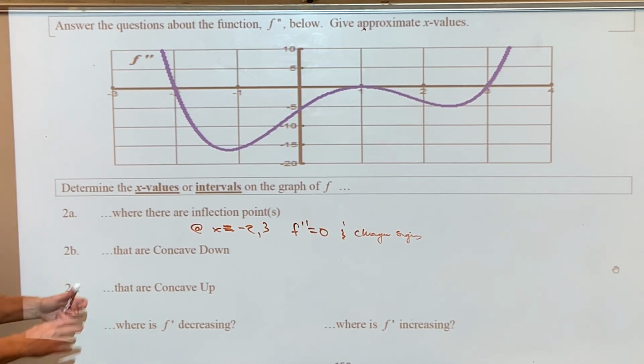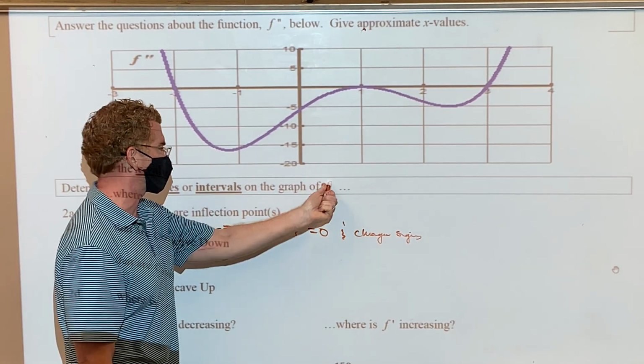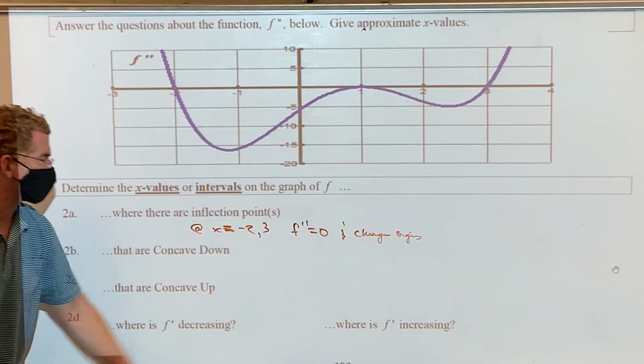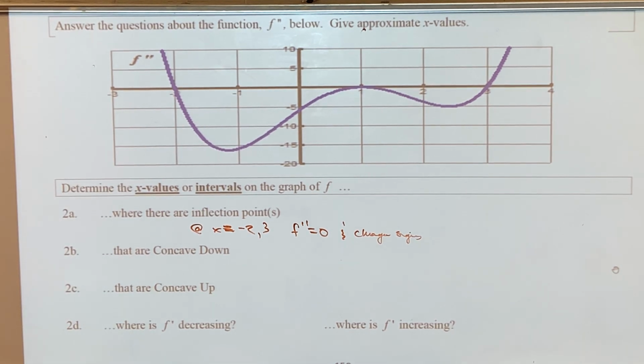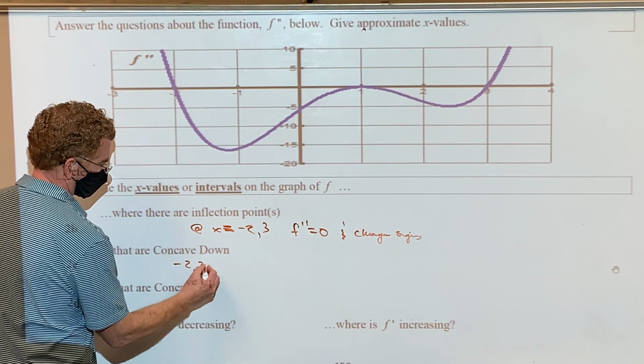Okay, so where's the second derivative? I mean, what x values on the intervals of the graph of f would you have concave down? -2 to 3. Justify your answer.